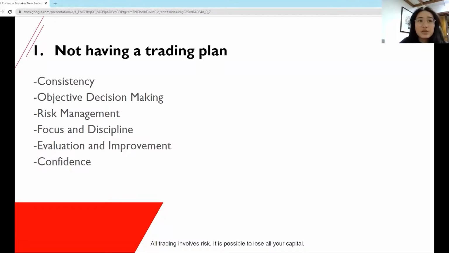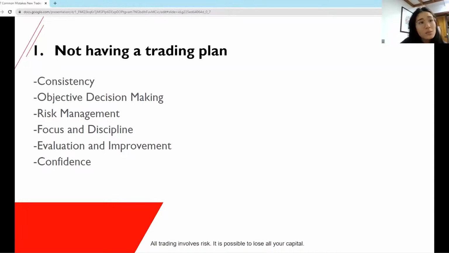Okay, so not having a trading plan. This is the first mistake that beginner traders make. And having a trading plan is important for several reasons. So over here, firstly, we have consistency. A trading plan helps you to maintain your consistency in your trading approach because it outlines your trading strategy, including entry and exit criteria, risk management rules, and position sizing. By following a well-defined plan, you are less likely to make impulsive decisions based on emotions or market noise. Consistency is crucial for long-term success in trading.